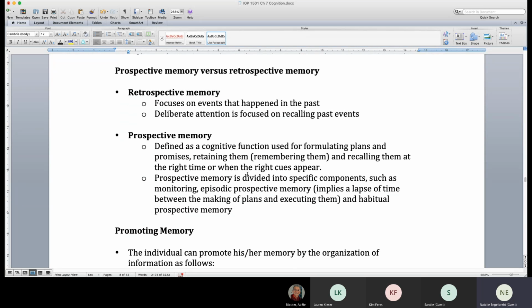Prospective memory versus retrospective memory. Retrospective memory focuses on events that happened in the past, like the word says. Deliberate attention is focused on recalling past events. Prospective memory, defined as a cognitive function used for formulating plans and promises, retaining them, and recalling them at the right time or when the right cues appear. Prospective memory is divided into specific components such as monitoring, episodic prospective memory, and habitual prospective memory. So retrospective, it happened in the past. Prospective, it's all about goal settings and dreams and those kind of stuff.